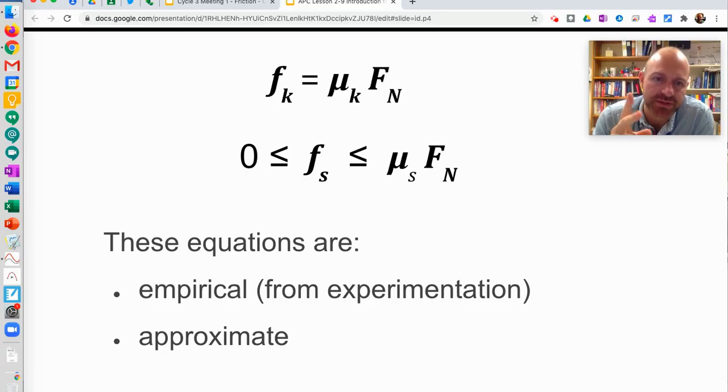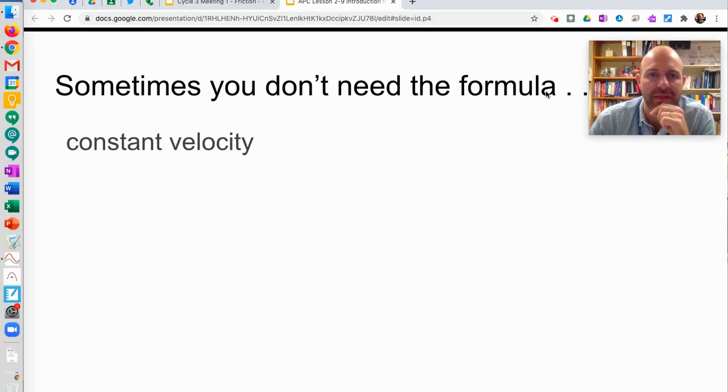So these two formulas are empirical. That means we have to figure out what happens. We have to actually measure these forces. They're approximate. This is not a purely theoretical thing like Newton's second law, where if you know the masses and you know the net force, you can predict an acceleration. This is a little bit more complicated than that.